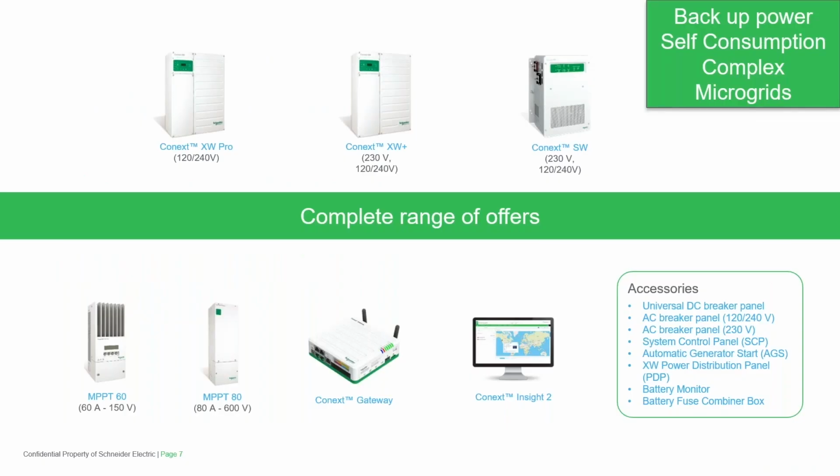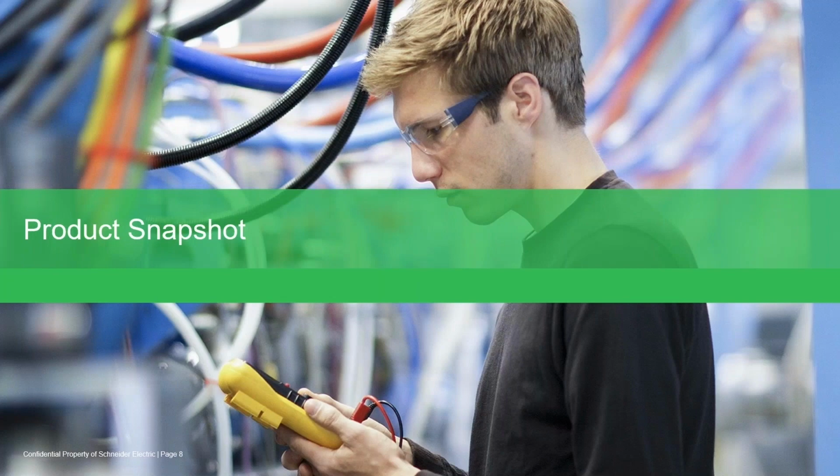Before we get into the specifics of the monitoring and control, I want to show you the compatible products. The Gateway, as well as the Insight2, is compatible with the XW Pro, XW Plus, SW, and both of the MPPTs, the 60 and the 80. Although I'm not showing it here on the screen, it is also compatible with the accessories, which are the automatic generator start, the system control panel, and the battery monitor. You would be able to see all of the devices in the network.